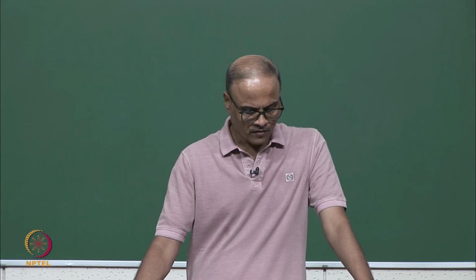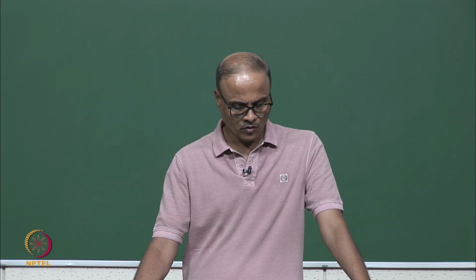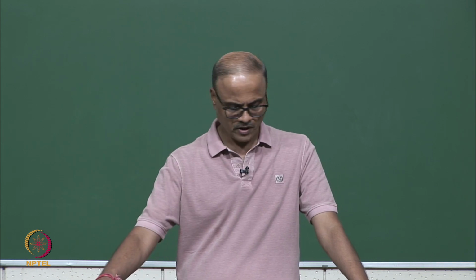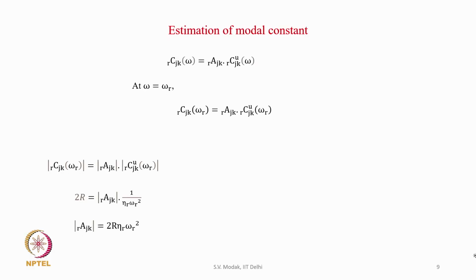So, if we substitute these values in this equation, we get 2r equal to the magnitude of r a j k into 1 upon eta r omega r square, and therefore from here we get the magnitude of the modal constant as 2r into eta r into omega r square. Because we have fitted the circle, we know the radius of the circle, and since we have already estimated the natural frequency and modal loss factor, omega r and eta r are also known, and therefore from this relationship we can determine the magnitude of the modal constant.